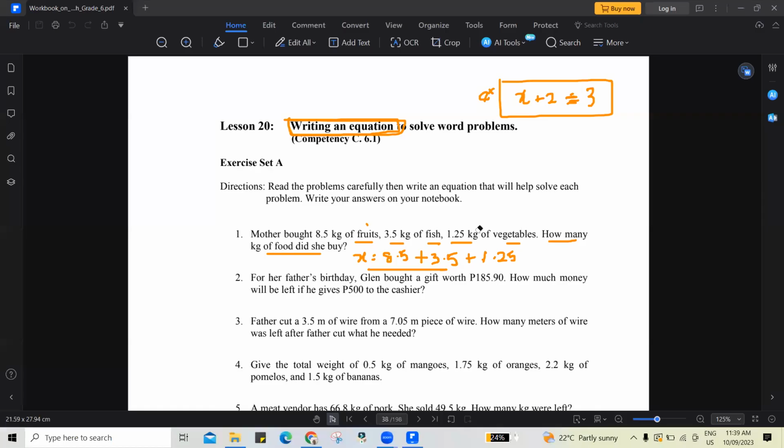Also for this one we have to do x equals 185.90 take away 500. Birthday, Glenn bought a gift this much peso. How much money left if he gives $500 to the cashier? Yeah, good job. 500 take away.